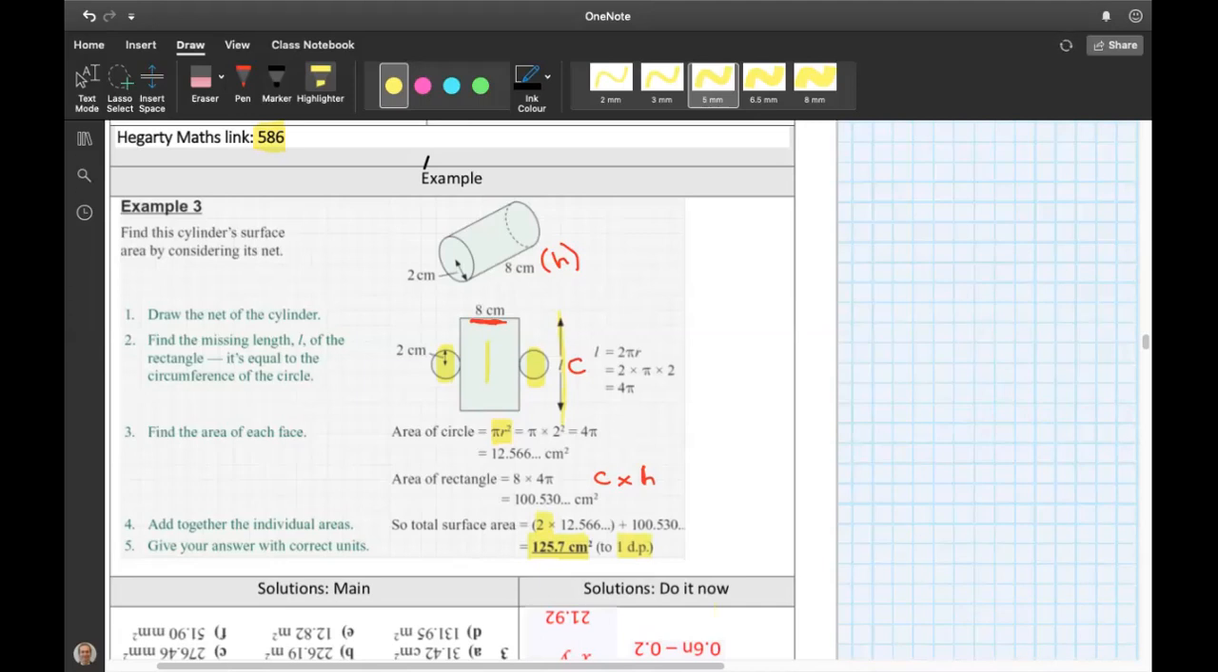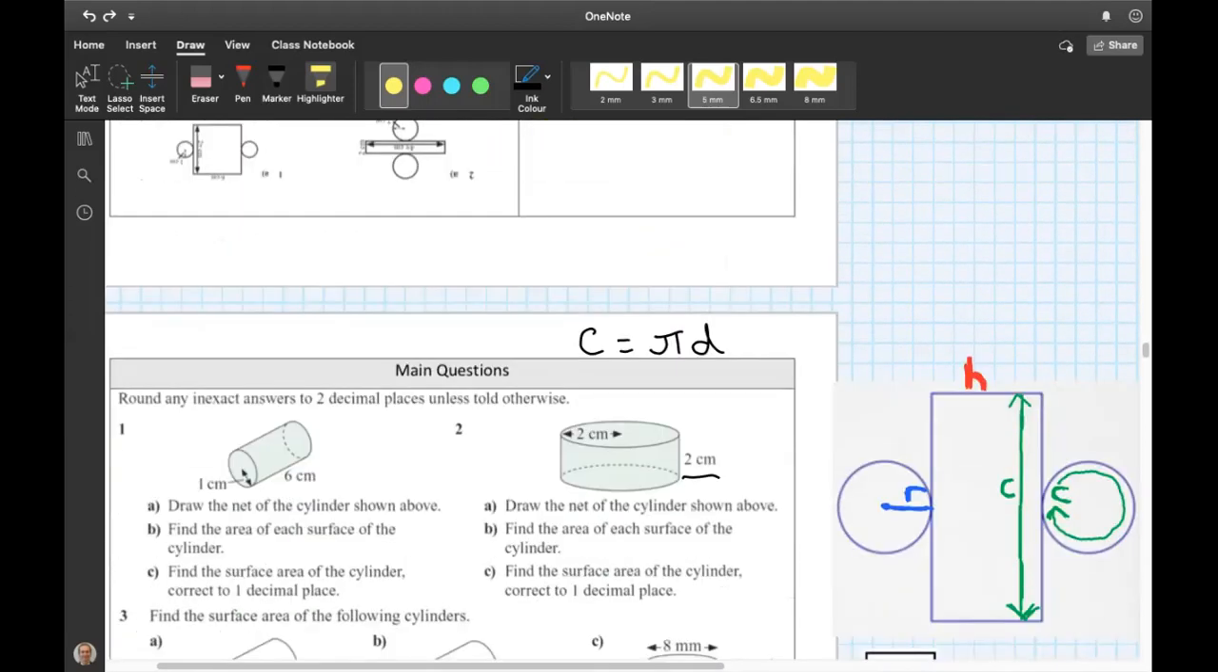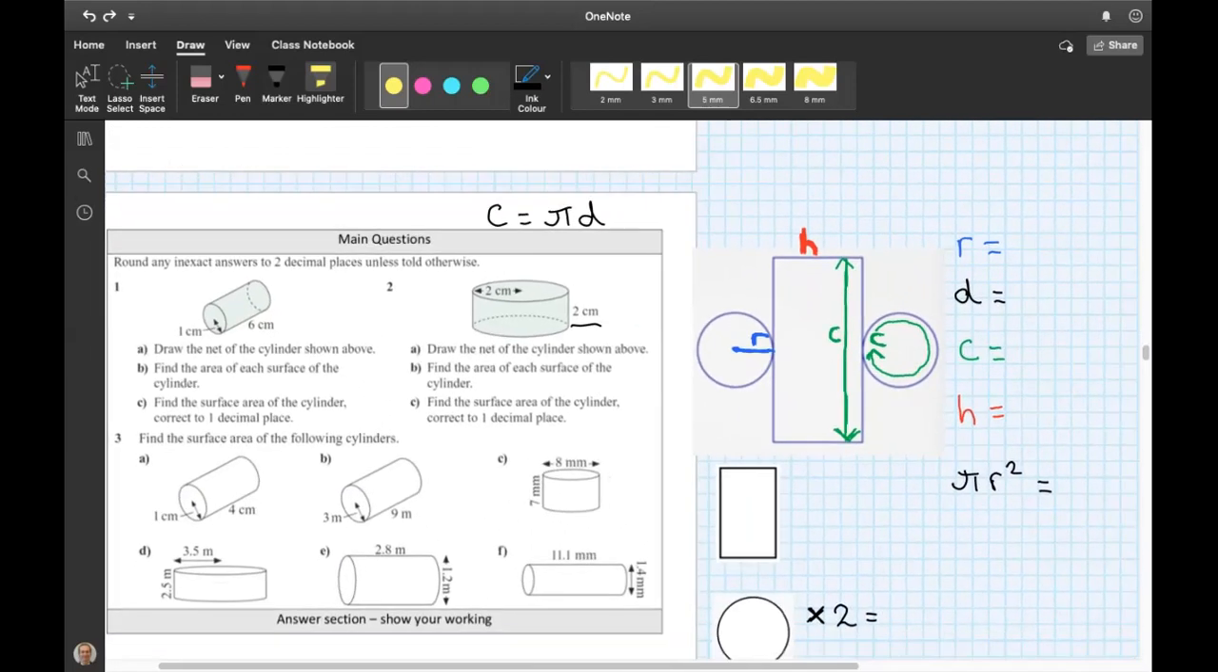Now, this is a surface area, okay? Whenever you're finding areas, your units will be squared. If your radius and dimensions are in centimetres, your surface area would be centimetres squared, and so on. Right, let's have a look at some of the questions now. I'm just going to zoom out a bit.